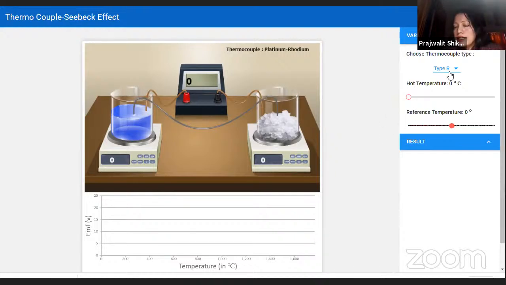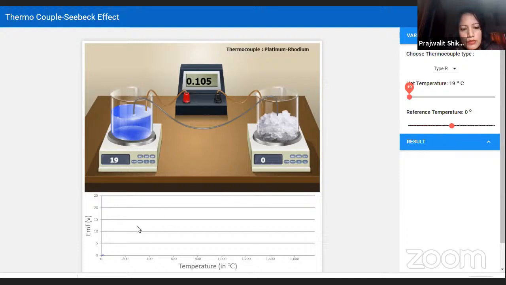Now you can see that other than this particular variable, we have two more variables present, which are hot temperature, and a reference temperature. Whenever we plot a graph between temperature and the EMF, to obtain the neutral temperature for a particular thermocouple, as I've shown from the graph, we have to keep the reference temperature at 0, and then keep increasing the temperature of the hot junction, which is here labeled as hot temperature. So let us now start the experiment.